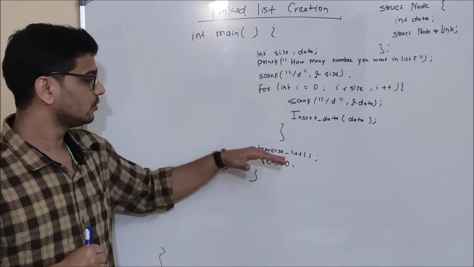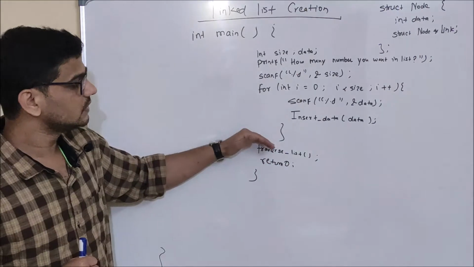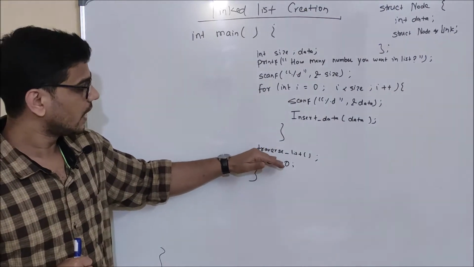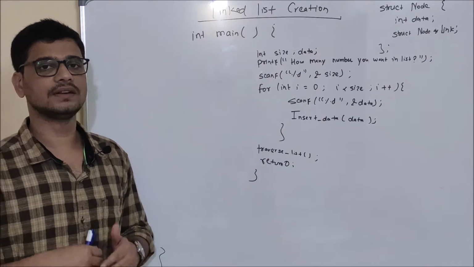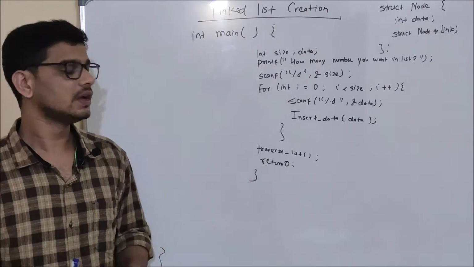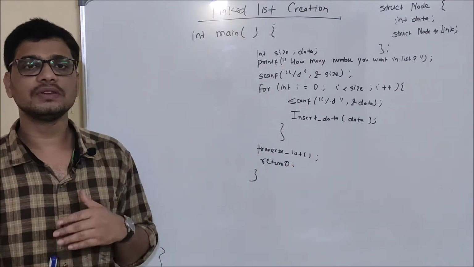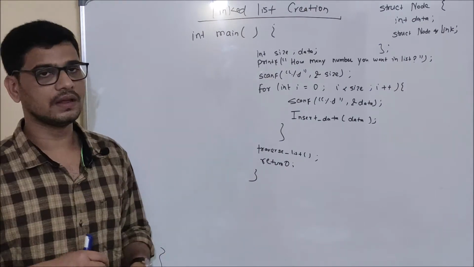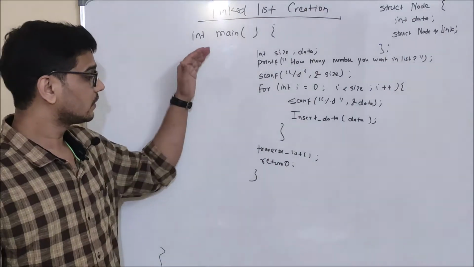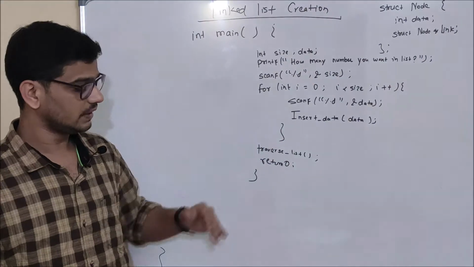And one more thing, as you can see here, once this loop will be exited, I am calling traverse list function. And what will this traverse list do? It will print the values present in linked list, and which I will be covering in next video. And now we will write this insert data function.